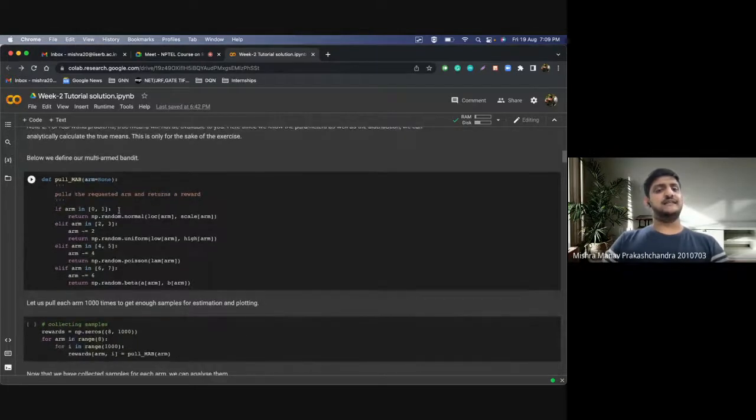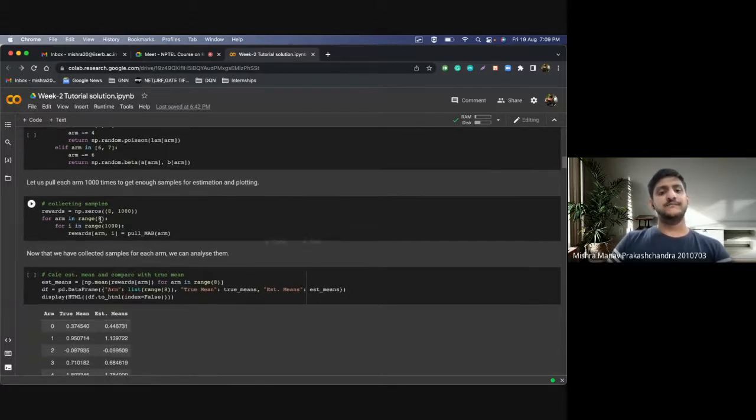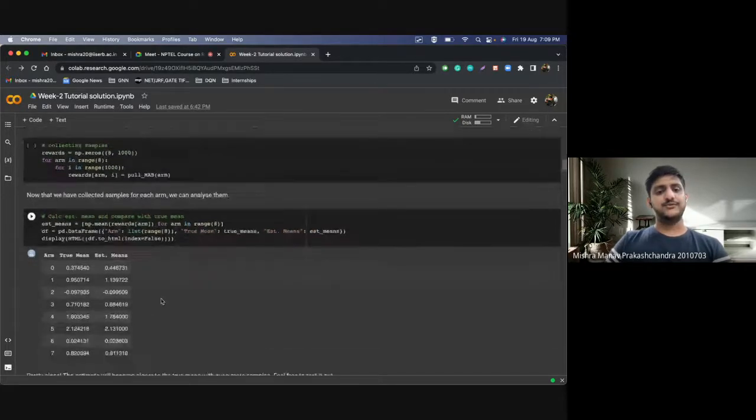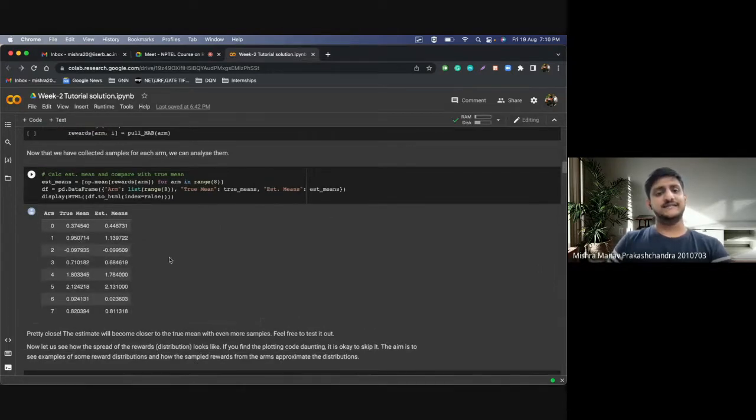So we have a function, the pull MAB function. If you pull a particular arm, you get the associated reward, which corresponds to that distribution. What they have done is pulled each arm 1,000 times to get a big enough sample for estimation and plotting, and whatever reward they got, they have stored it in this array. After you do that, you get a nice table between the true mean and the estimated means.